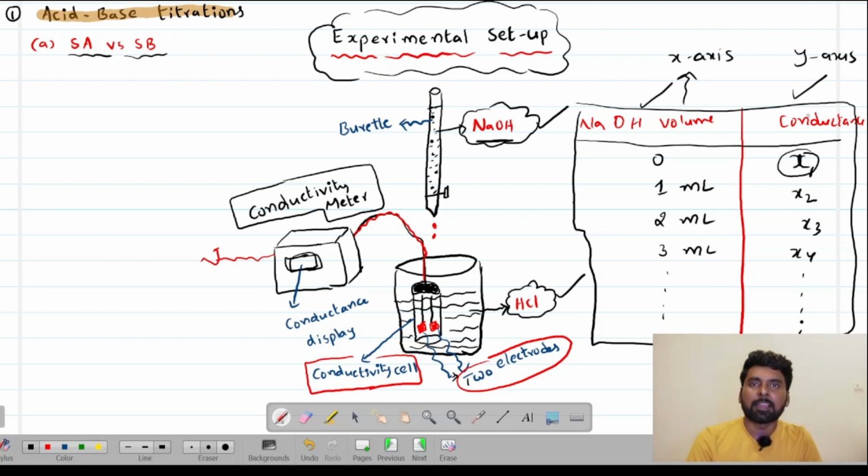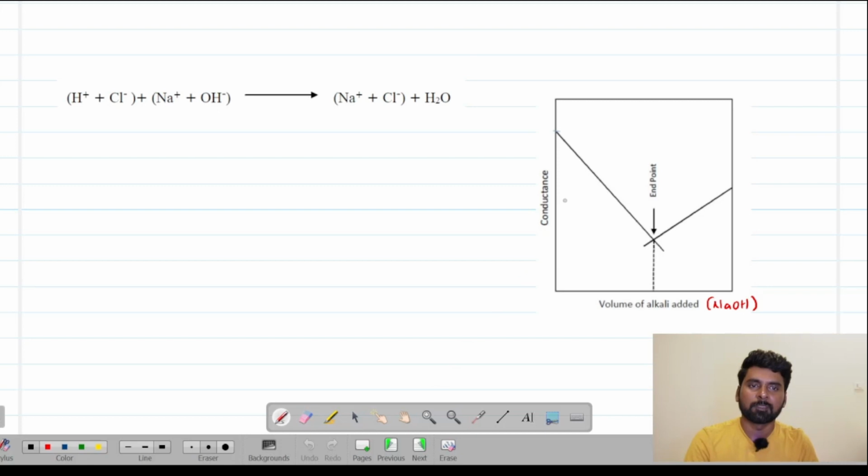Okay, and I already told you, conductance means which conductance? Specific conductance. So let us see what would be the shape of that graph. This is the shape of the graph. Here they plotted conductance along with the volume of the base that they added.